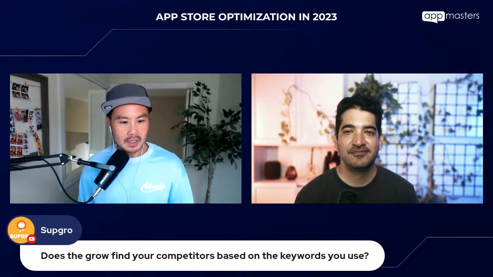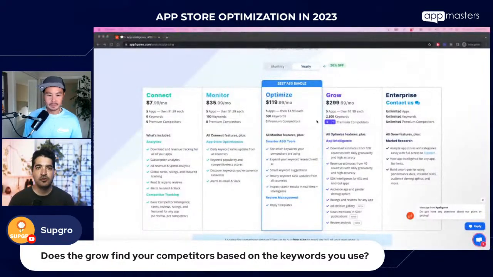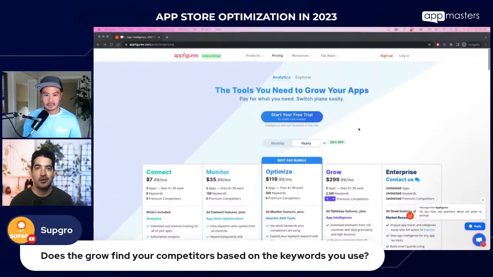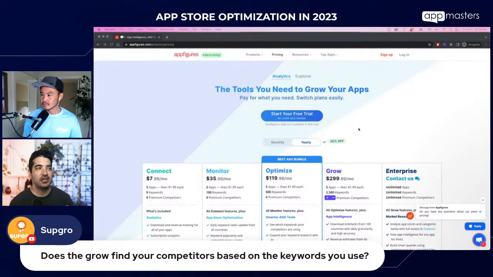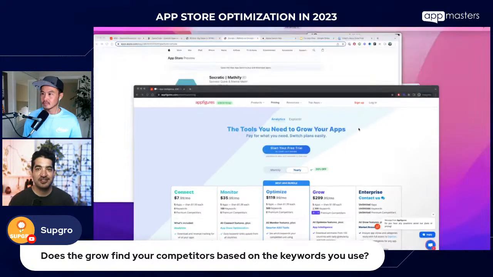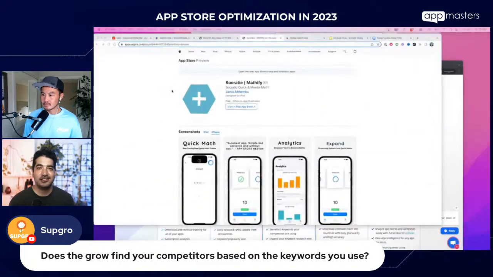All right. Ricardo asks, does Grow find your competitors based on the keywords you use? So yes, he's talking about that too. We have a few tools in the platform that you can use. We have a tool called Keyword Suggestions, and Keyword Suggestions does exactly what you think it does. And it does it in a very clever way.